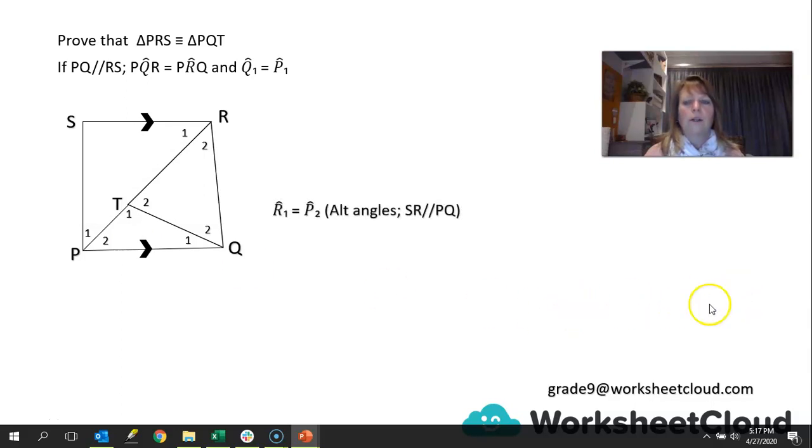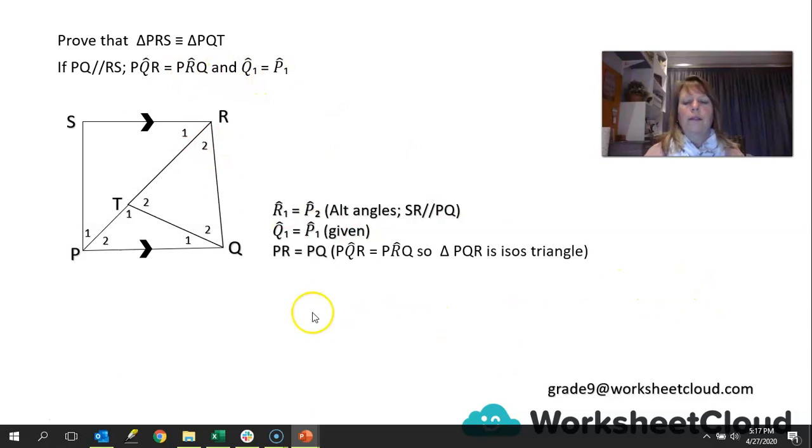Right, let's start. First of all, R1, let's find R1, there it is there, is equal to P2 because have a look, they are alternate angles. Okay, we don't need to know the sizes of them because remember what we're trying to prove is congruency. Then Q1 is equal to P1 over there. Okay, given, we were told it there.